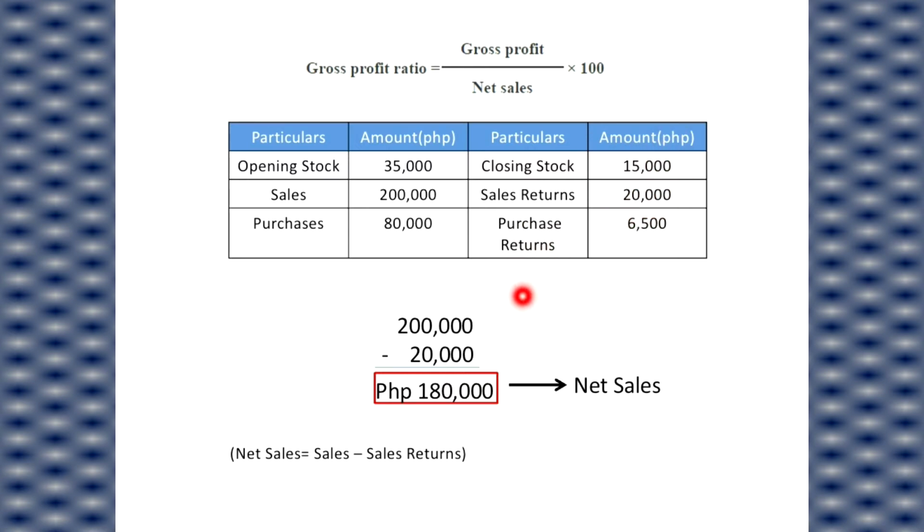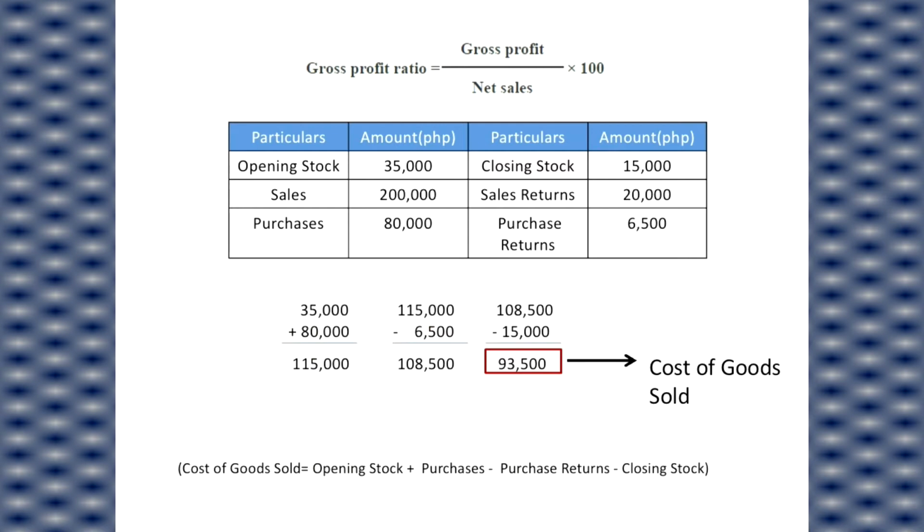So, how do we get the net sales? To get the net sales, we use sales minus sales returns. The amount of sales is 200,000. We subtract the sales return of 20,000. So, 200,000 minus 20,000 equals 180,000. So, that is the net sales, 180,000.